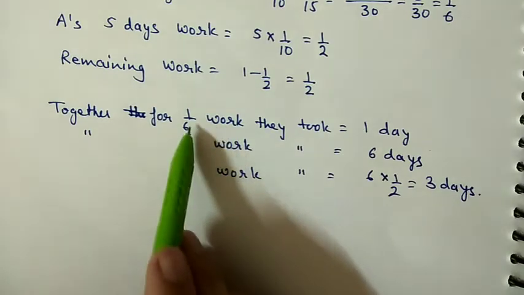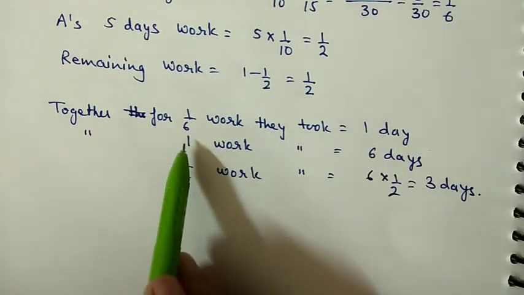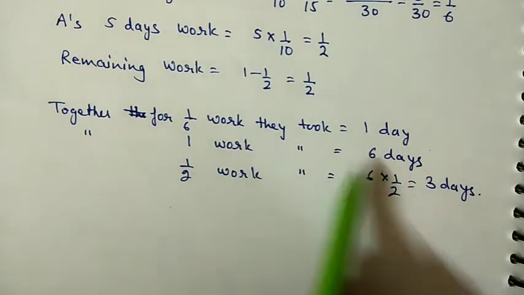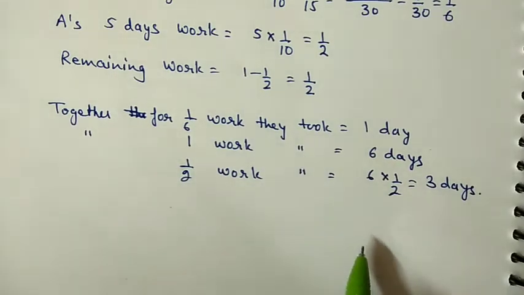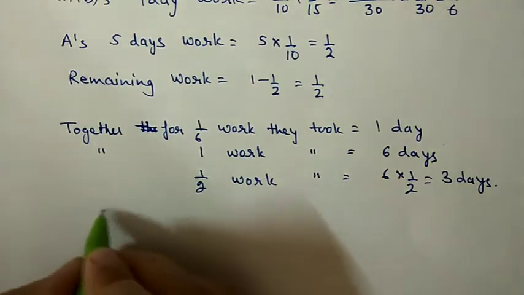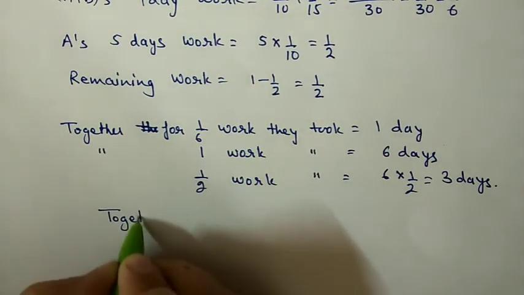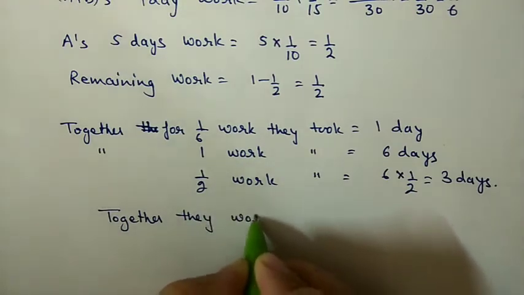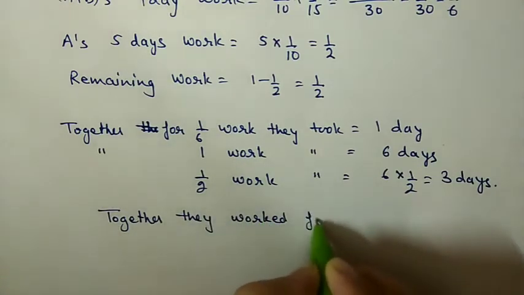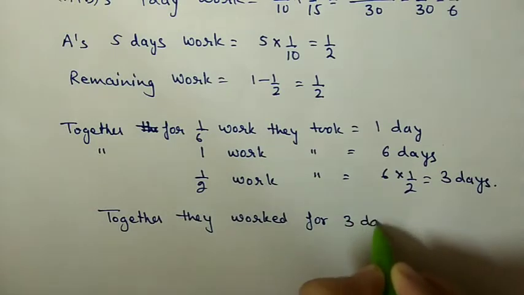Together they did 1 by 6 work in one day. So one work they are doing in 6 days. Remaining half work they will do in half of 6 days, means 3 days. So together they worked for 3 days.